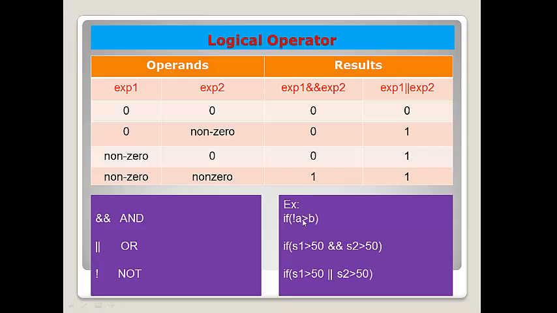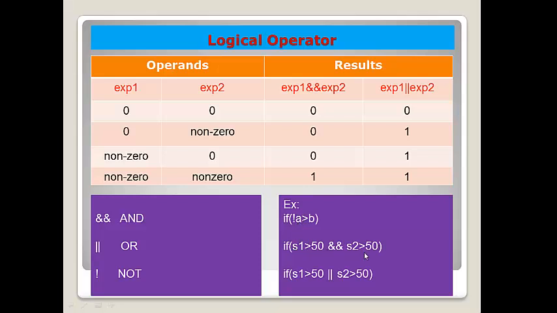For example, A greater than B. If the A value is 10 and the B value is 20, then 10 greater than 20 is false. Here we put the not operator, so it converts to true. The not operator gives a negation. If A greater than B is true, after the not operator it is false. If A greater than B is false, after the not operator it is true.